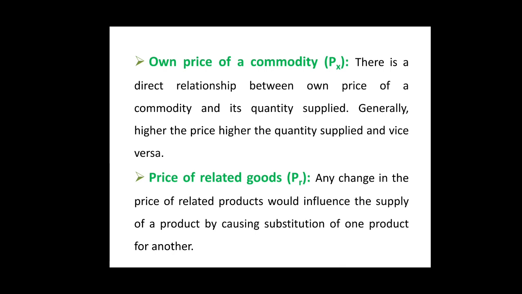Another example may be firms which are able to manufacture related products. They will shift their production to a product the price of which increases substantially relative to other related products, thus causing a reduction of the supply of the products which were produced earlier.